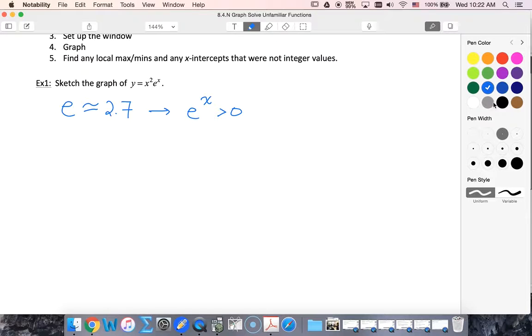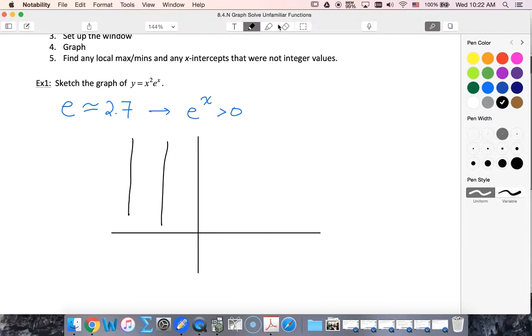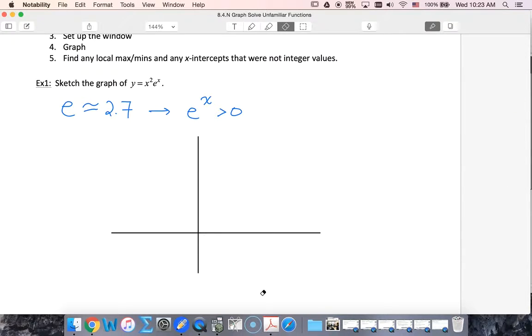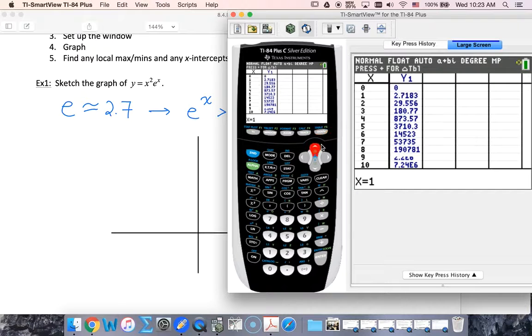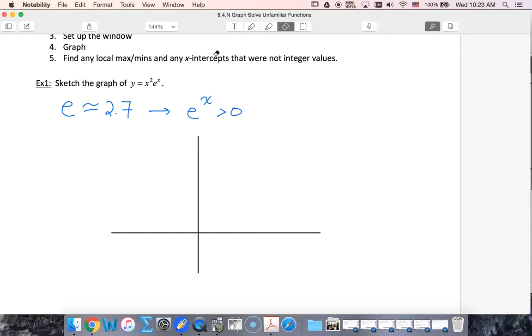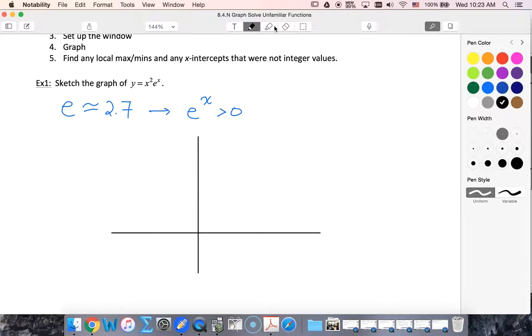So let's make a quick sketch. There we go. So we know that our y-intercept, let's look at our table again. Our y-intercept is going to be 0, so we're going through the point 0, 0. So that's the only time that we're getting close to being negative. We are going through 0, 0 in this case.